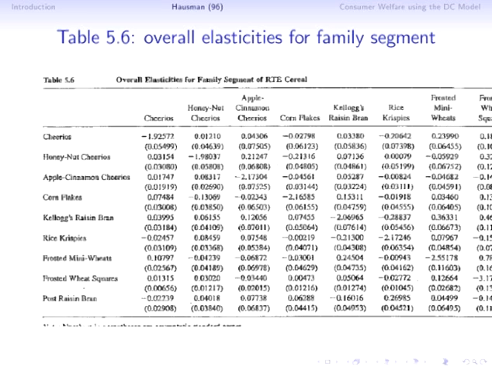So when you want to look at the substitution, then all the demand for all the other goods change as well? Are you looking at a new equilibrium? Sorry, could you repeat?